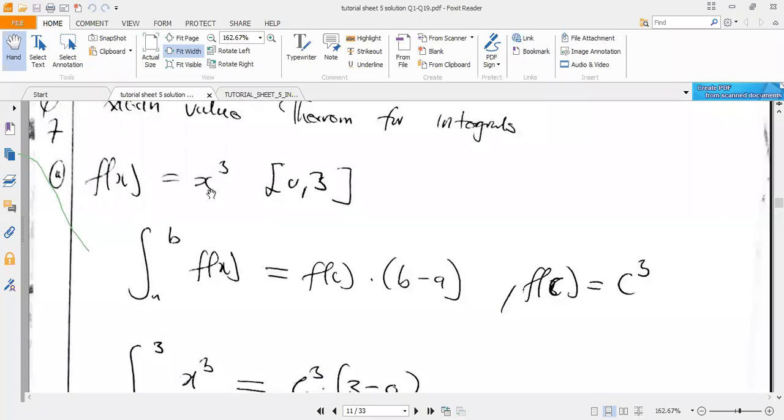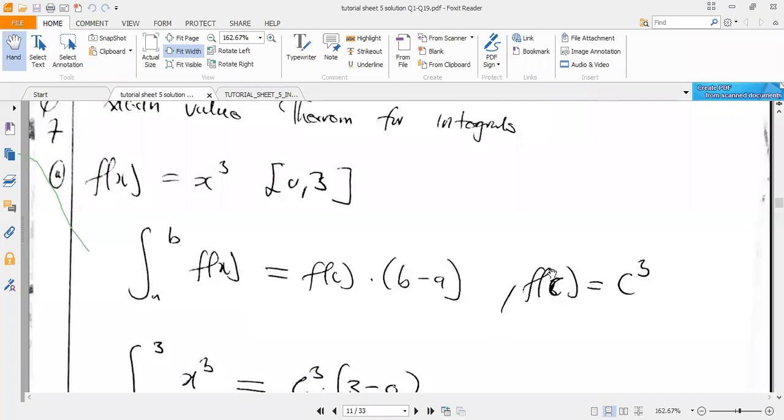f of x is equal to x to the 3. The interval is 0 to 3. So the integral from a to b of f of x is equal to f of c times b minus a. I don't know if you guys can connect this from the theorem, the mean value theorem. So initially we were having f of c to be equal to f of b minus f of a over b minus a, but we just made this integral the subject, meaning this multiplies this.